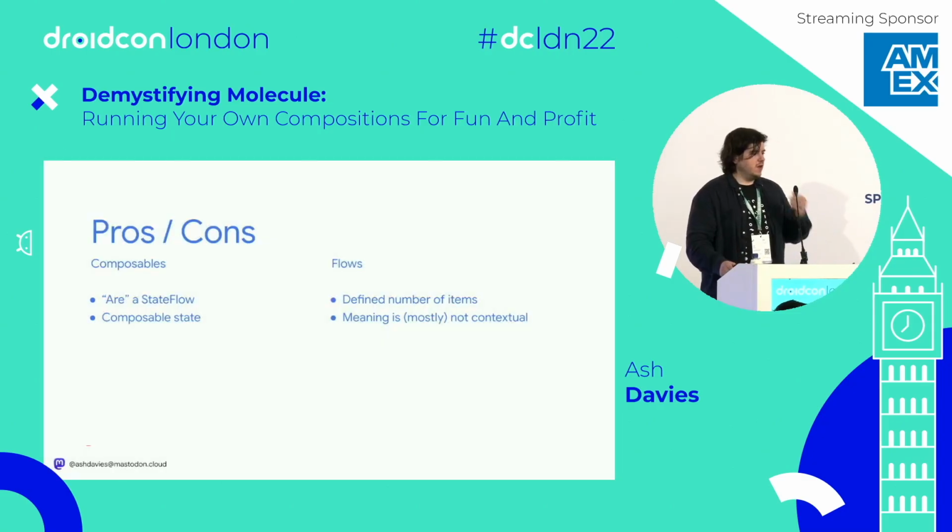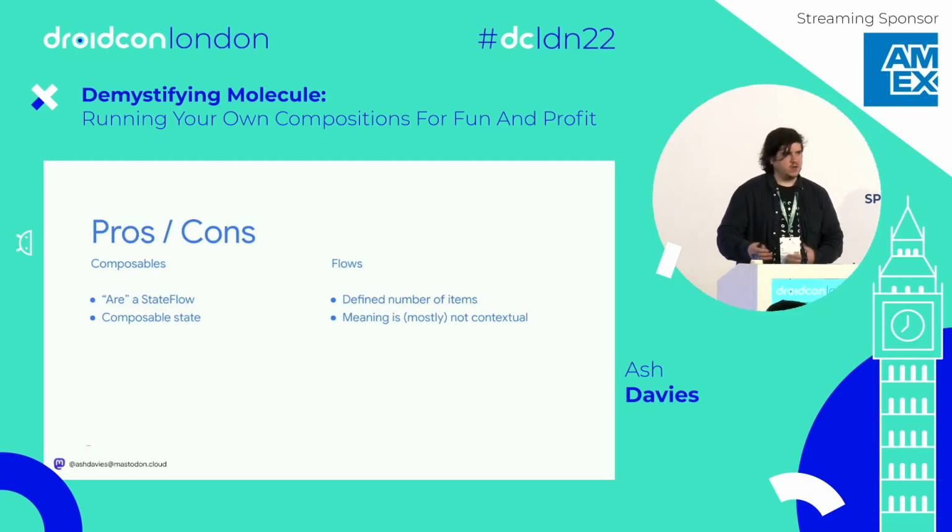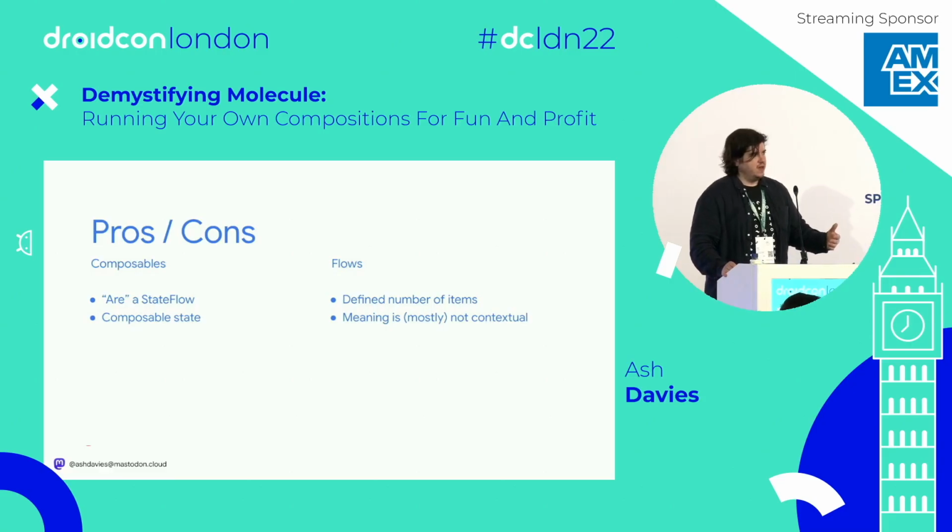So obviously there are pros and cons to this. Composables are sort of state flows, essentially. They'll always be able to query the current state, so you'll just be able to ask the composition what the current state is. And this is actually really important in a production environment, because you might have business logic and a UI that can't wait for the business logic to execute. It needs to know the immediate value of what you are now.